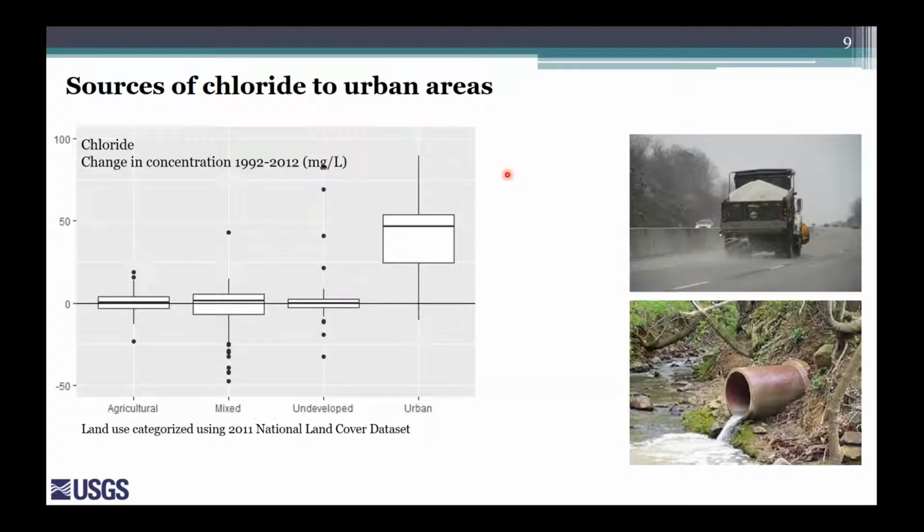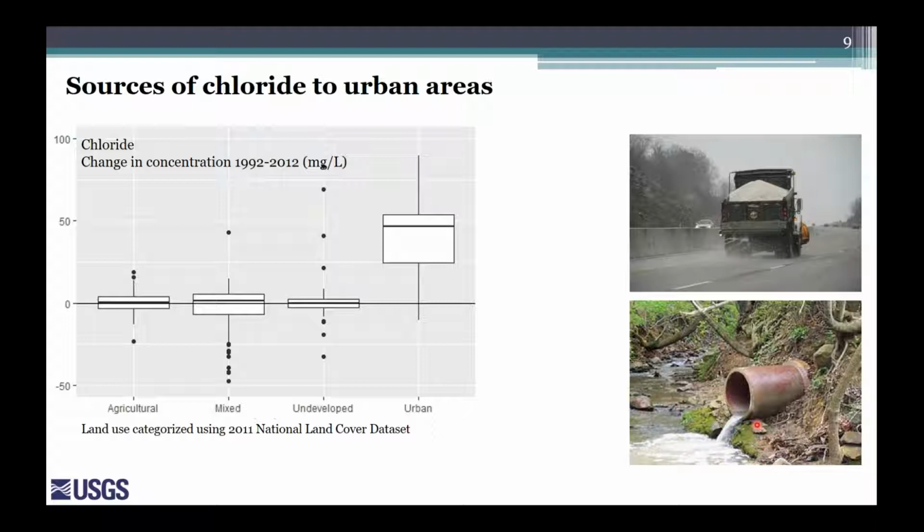And, you know, if we go to urban areas and we think about what's contributing to these increases in chloride, these are things that have been described before, and they're not really that hard to understand. I mean, there's sources of road salt in many areas that are related to this increase in chloride concentration, and point discharges as well tend to be very high in chloride.